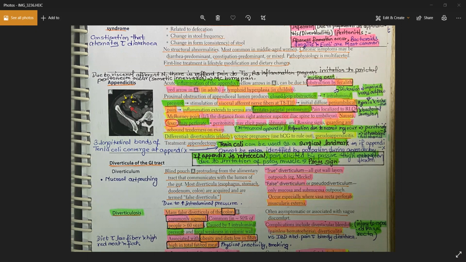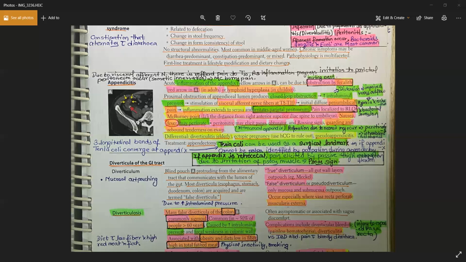Treatment will be the appendectomy. You have to remove the appendix, okay? And the tinea coli are used as surgical landmarks, because all of the tinea coli will converge at the appendix. That's why you can use the tinea coli as a surgical landmark if you're unable to palpate the appendix. So you can use the tinea coli instead.